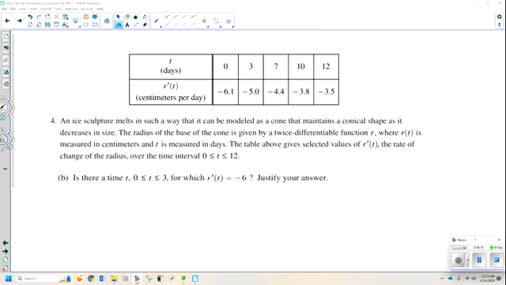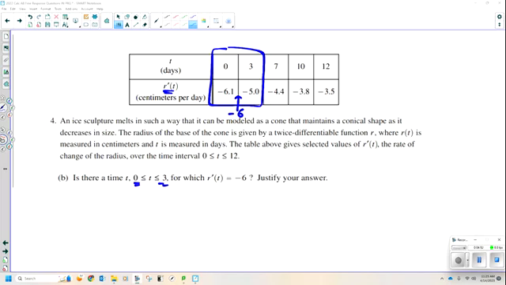4b. Is there a time, t, between 0 and 3 inclusive, for which r prime of t equals negative 6? Justify your answer. Another piece of cake right here, between 0 and 3. So in this little interval here, they're saying, will I have a negative 6 somewhere here at the bottom? We should. And I believe we're going to use the intermediate value theorem.